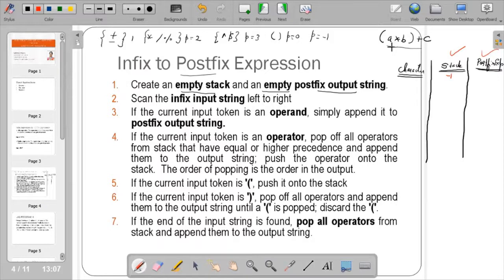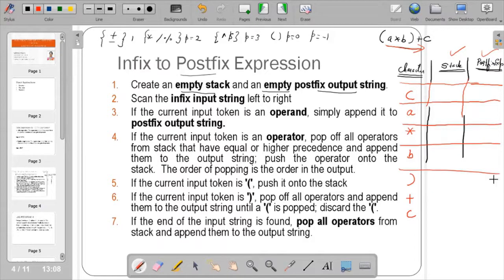Now I have to scan the infix input string from left to right. First I'll copy these characters and write them here, with the stack empty. The first character is the opening bracket, then A, then star, then B, then the closing bracket, then plus, and then C. I put a line to avoid confusion. So I wrote the characters as they are from left to right: opening bracket, A star B, closing bracket, plus C.